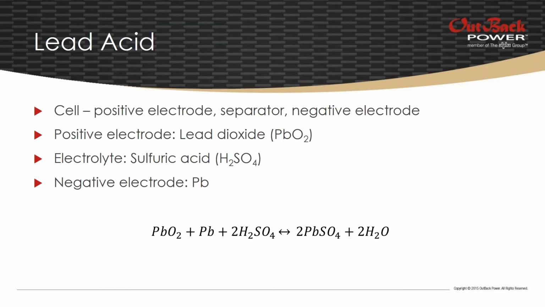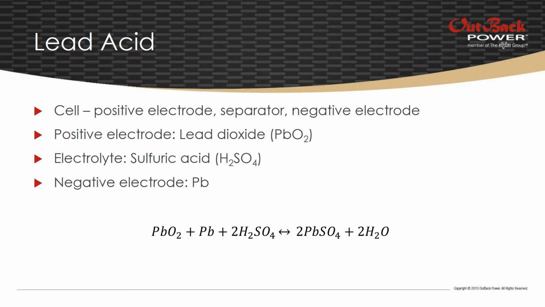All right, so delving a little deeper into the lead acid batteries, your basic construction is a positive electrode, a separator, followed by a negative electrode. The positive electrode is the lead dioxide, the electrolyte is sulfuric acid, and the negative electrode is lead. As you can see here, I have the chemical reaction here at the bottom. I know not a lot of us are chemists, but it is really important to understand this. It's called the double sulfate reaction because both of the electrodes react with the sulfuric acid in the solution.